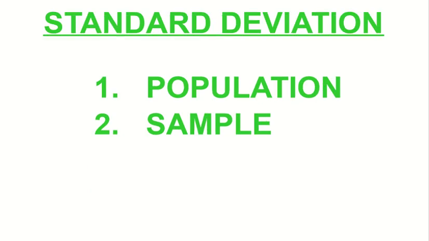There are two types of standard deviation. There is the population standard deviation, which means you have all the possible data. And then there's sample, which means you have a piece of the data. All right, for our Math 1 class, we're going to work with sample.